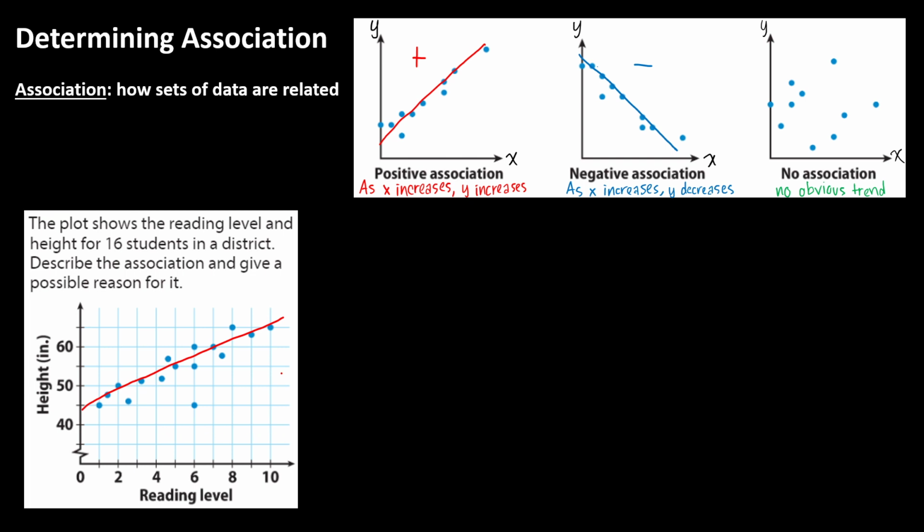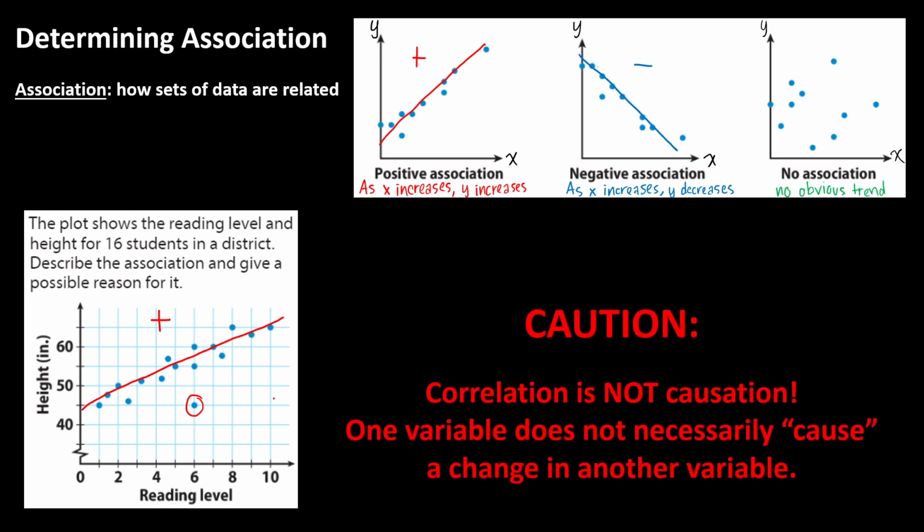I am noticing that for the line I drew, as x increases, y also increases. So this is a positive association with a couple outliers. Since this has a positive association, we're basically saying as reading level increases, height also increases. But it's extremely important to realize that reading level does not cause you to grow taller. Height does not cause you to have a higher reading level. There are other factors that are associated with these changes.